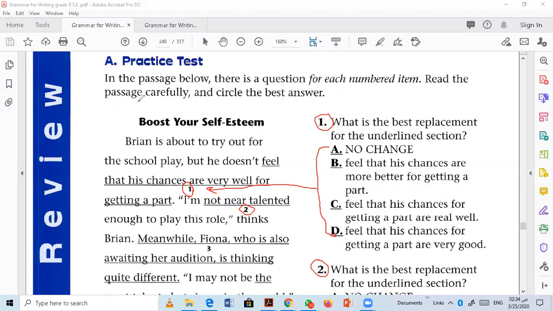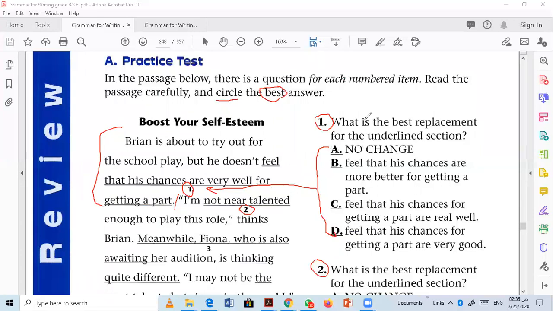So you need to read the passage carefully and circle the best answer. Circle what? The best. It's not the correct. You may find 2 correct answers, but one of them is better than the other one. So you need to choose the best answer. Boost your self-esteem. Brian is about to try out for the school play, but he doesn't feel that his chances are very well for getting a part. Here is the end of the first sentence.